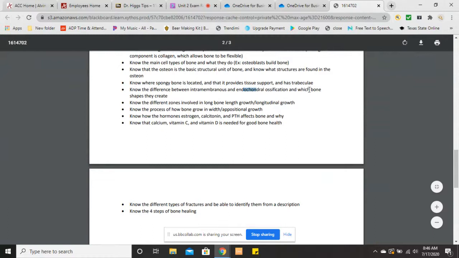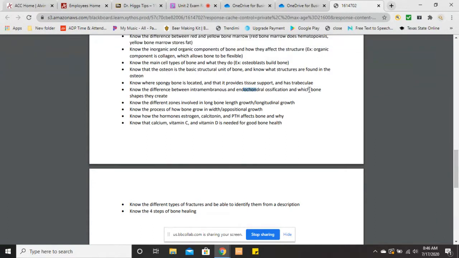What bone shapes are made which way? Flat bones, intramembranous; long bones, endochondral. What's the starting material? Mesenchyme, or your mesenchymal membrane, for intramembranous and cartilage for endochondral. Where's the primary ossification center? In intramembranous, it's the spongy bone. In endochondral, it's the diaphysis. And in endochondral, the secondary ossification center is in the epiphysis.